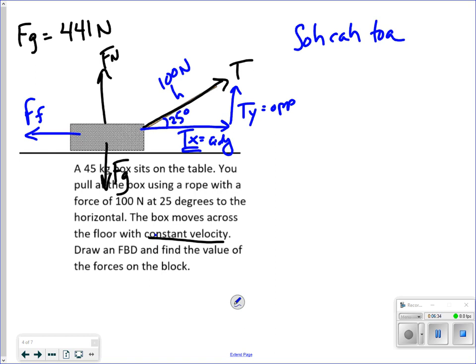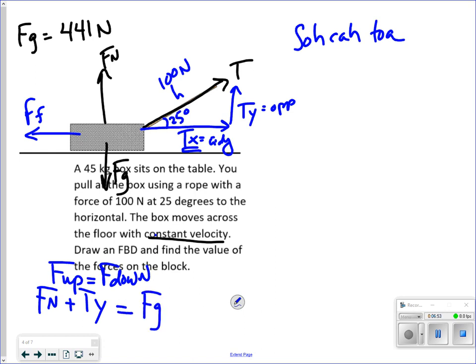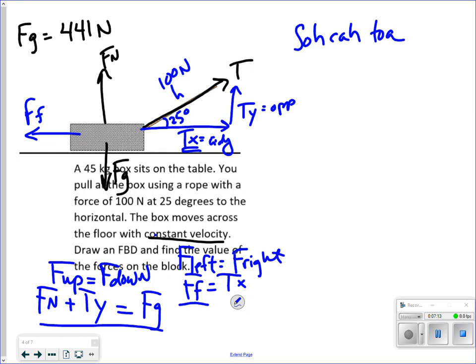And here are some of the key things, right? So if I figure that forces going up have to equal the forces going down, let's look at our diagram. What's pointing up? Normal force is pointing up. Ty is pointing up. What's pointing down? Fg. All right, so that's going to be an equation that I use to help me out. And then if I do left and right, okay, so forces left equal the forces to the right. What's pointing to the left? Friction. That's got to be equal to Tx. That's going to be the next thing that helps me out.